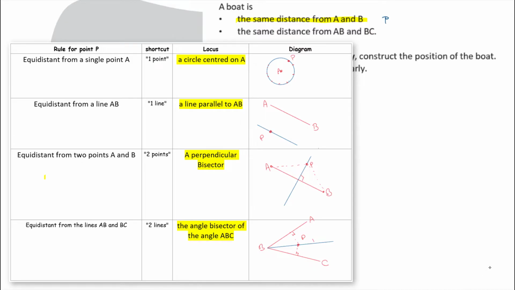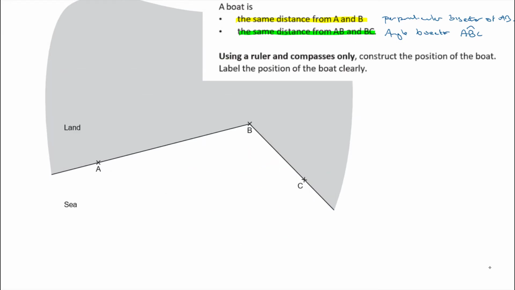So we need to construct a perpendicular bisector of AB. That is the loci of that one. And the second one, the same distance from AB and BC, that is going to be the angle bisector of angle ABC. So these are the two constructions that we need to make. Okay, so we're going to make those two constructions, and that should pinpoint where our boat is.